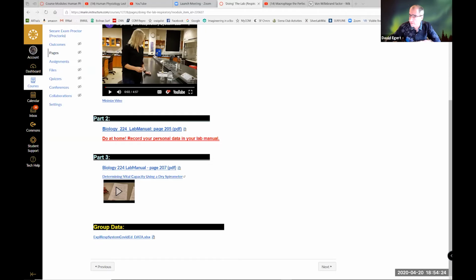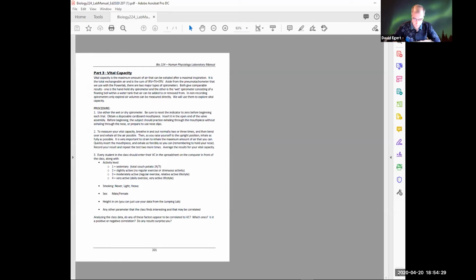So let me go share. The basic idea here is we're measuring lung volumes. Vital capacity is the total amount of exchangeable air. It's the total amount you can breathe in to the total amount you can breathe out. We're going to be looking at that in way more detail in the lab on Wednesday, but for today, we're going to do an initial assessment of it using this little dry spirometer.